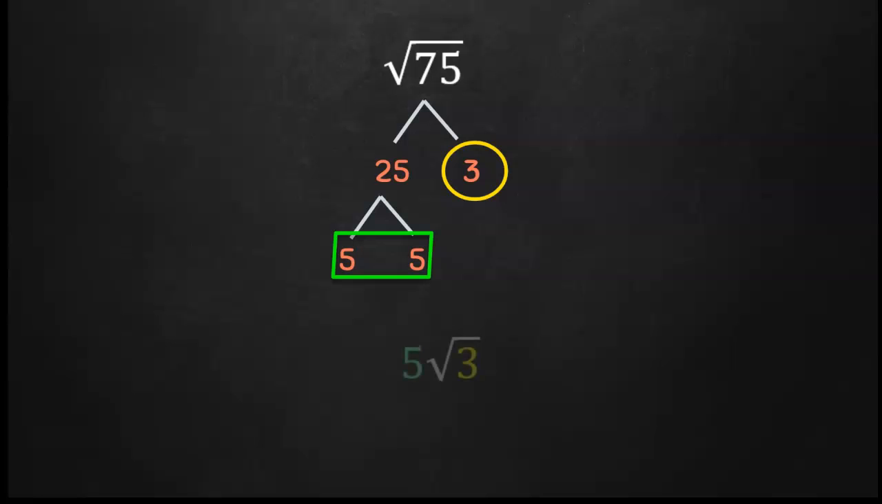So the 5 has a pair, and that goes outside the radical. And then the 3 that doesn't have a pair has to stay underneath the radical. So the final answer being 5 square roots of 3.